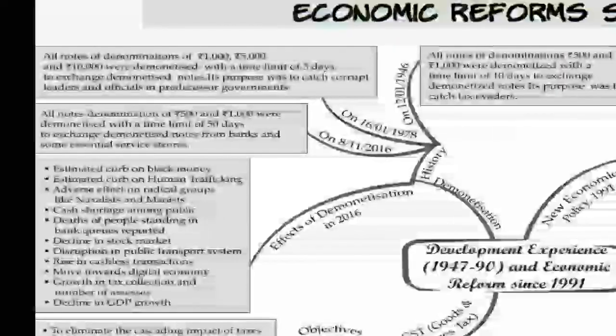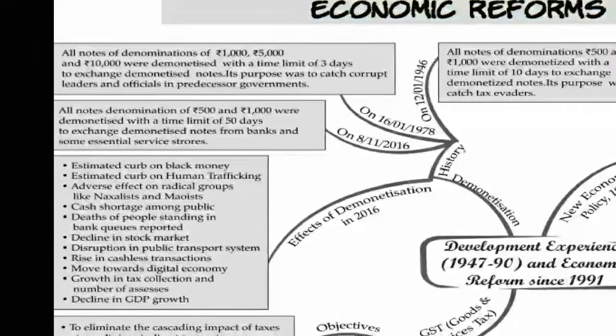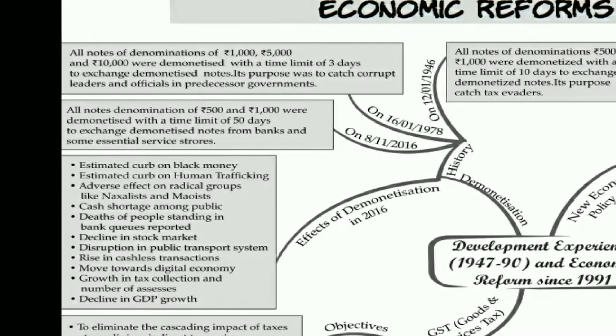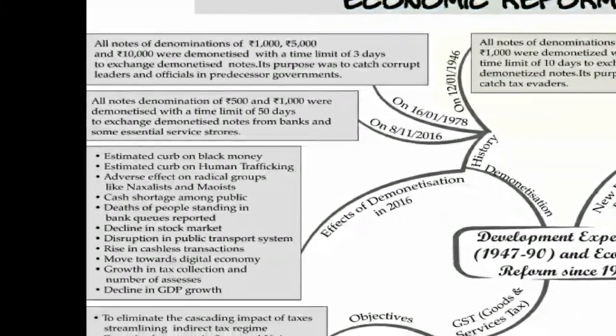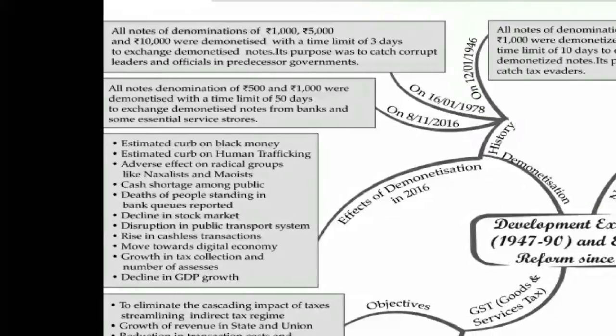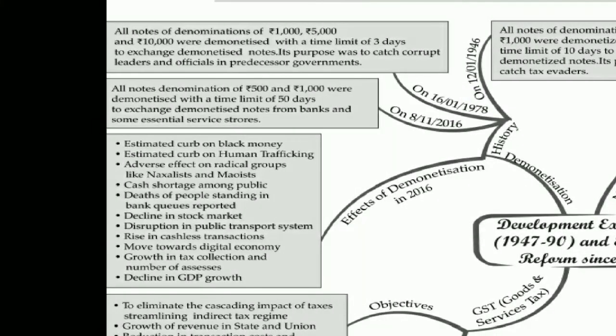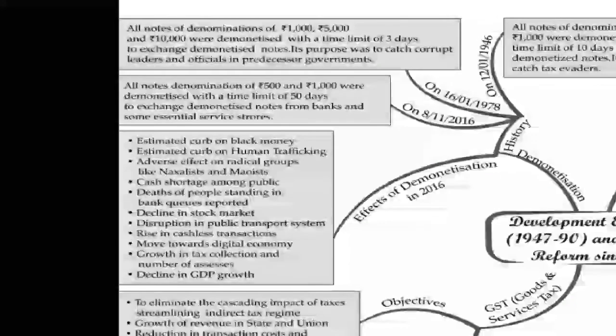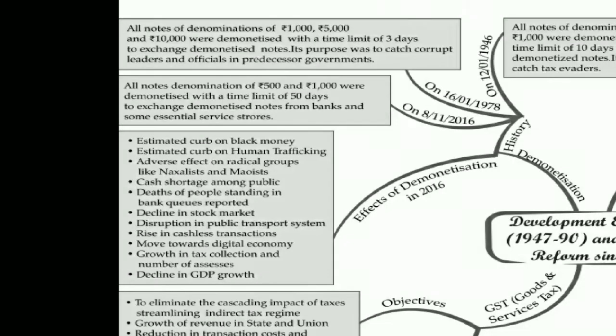Just look at the history here. It is mentioned when demonetization came and what the meaning of demonetization is. The period is also mentioned over here. Regarding the effects, why it was implemented, especially the 2016 demonetization question, will be asked. Here it is mentioned that it was implemented to curb black money, to curb human trafficking, and to curb the adverse effects created by the Naxalites and Maoists, and because of cash shortage. So you are going to write down all these effects.